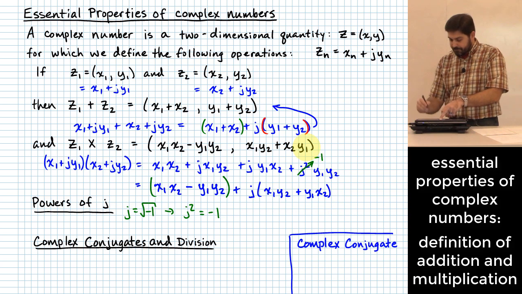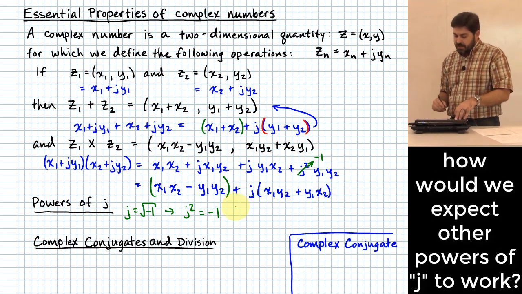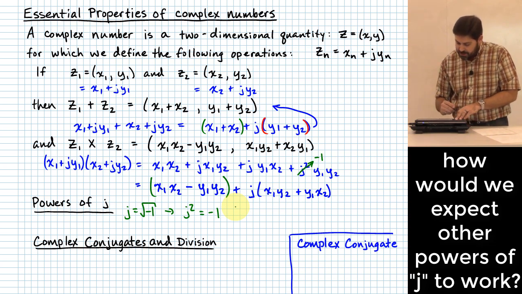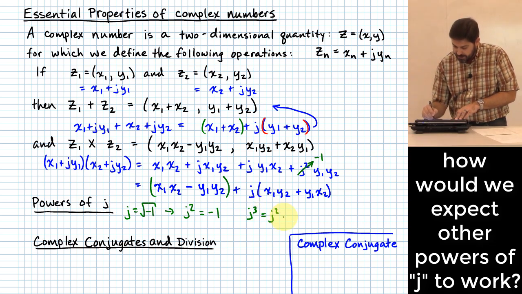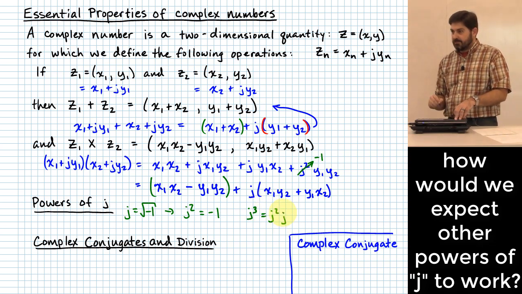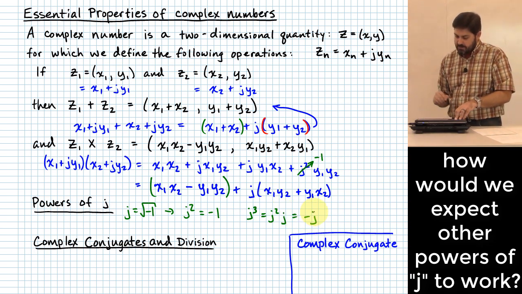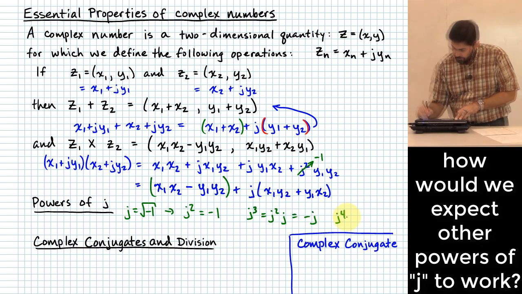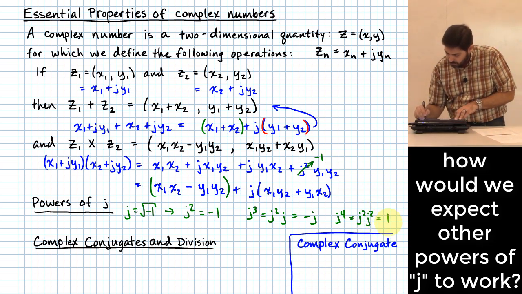Not different, right? Now, before I leave the idea of powers of j, let's actually extend that out a little bit more. What is j cubed? Would you say j cubed is equal to j squared j? Shouldn't that be what it is? What is j squared? -1, so this should just be minus j. What about j to the fourth? J to the fourth is just going to be equal to j squared times j squared, right? Which is -1 times -1, which is just equal to 1.